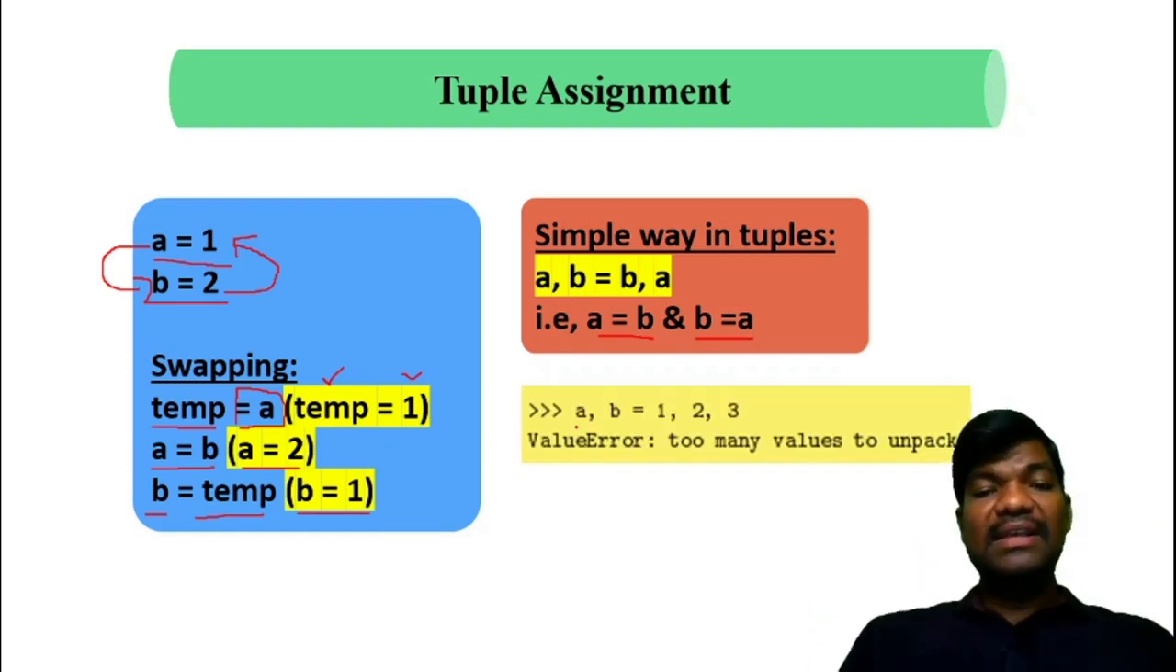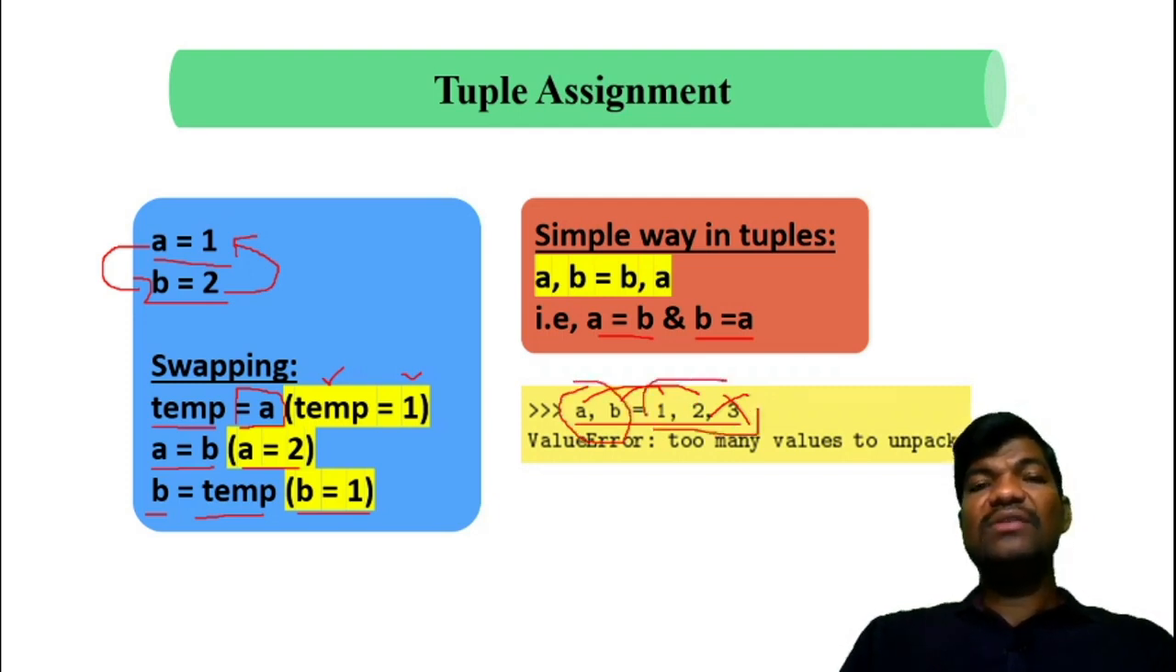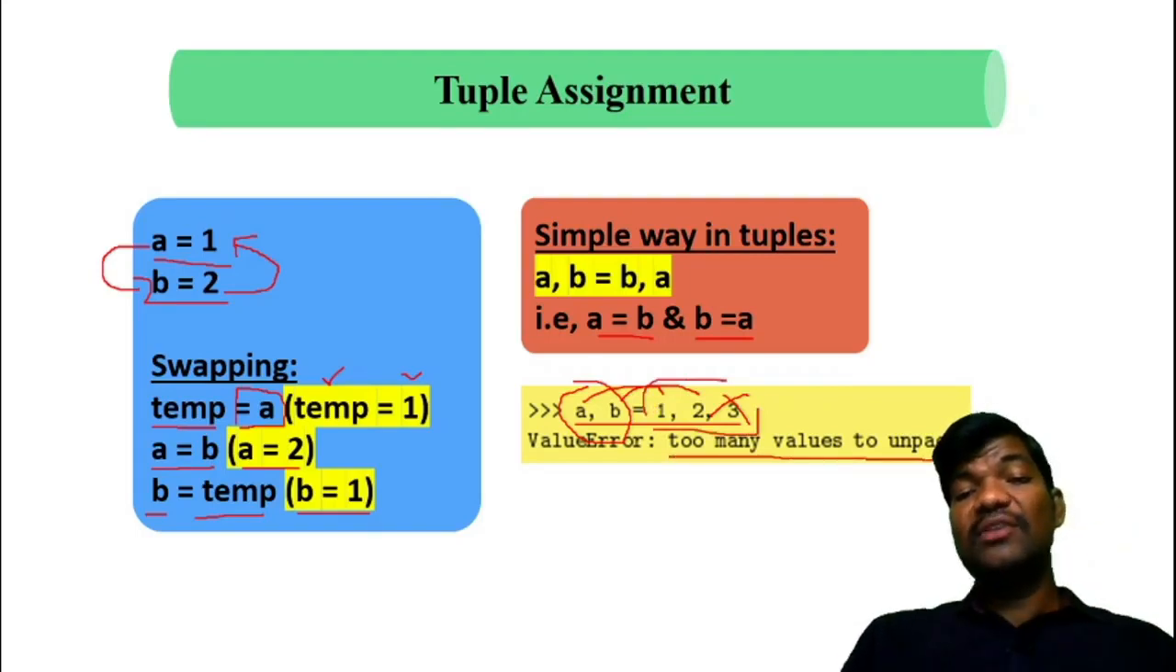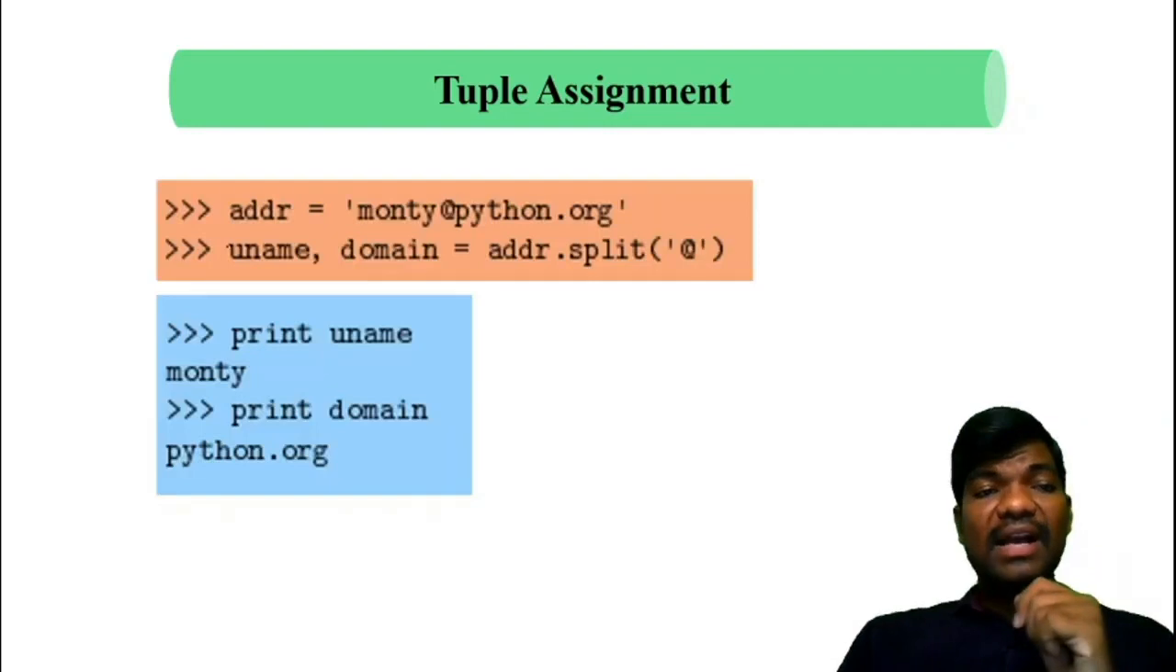Another one, see here. A comma B equal to 1, 2, 3. A value is 1, B value is 2. On the left side two variables are there, on the right side three values are there. So that is not possible. What is the error? Too many values to unpack. Now check another one.